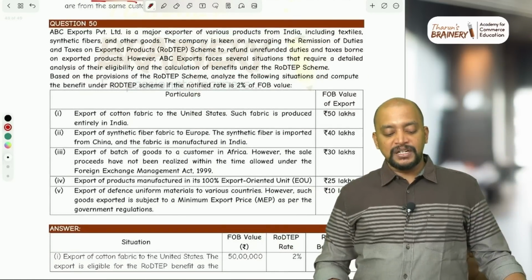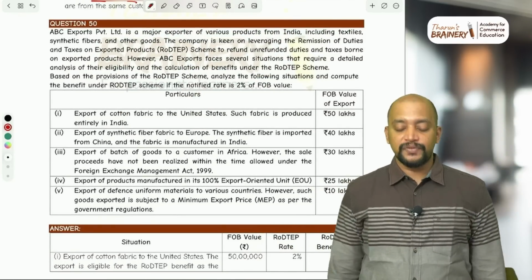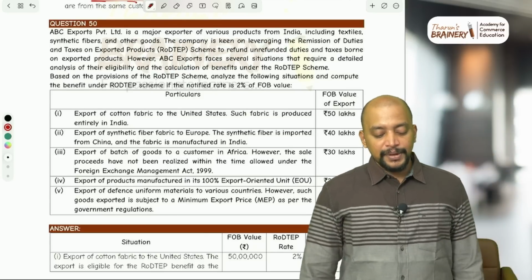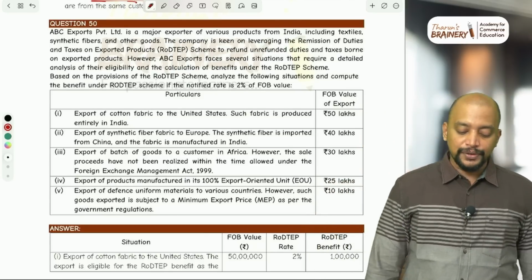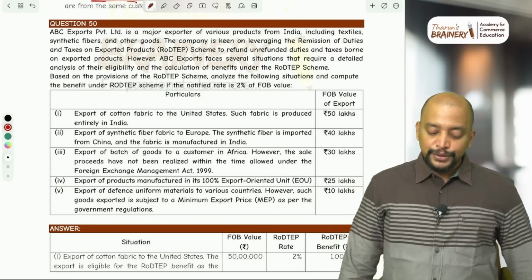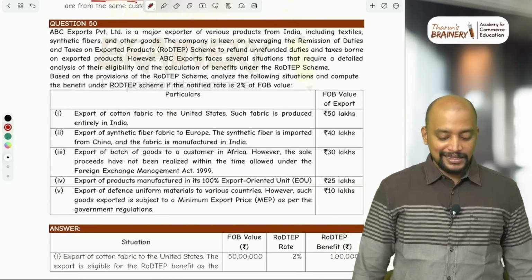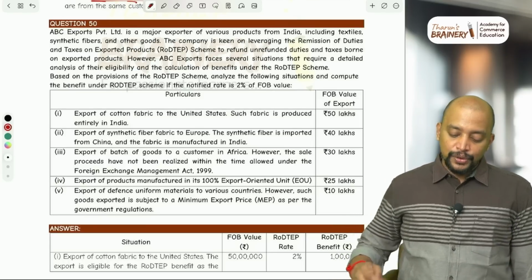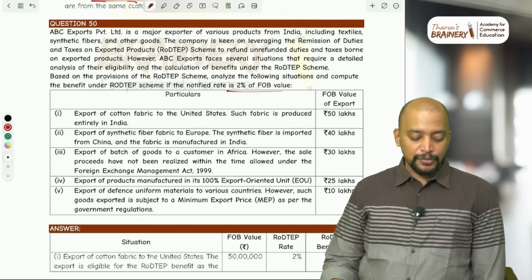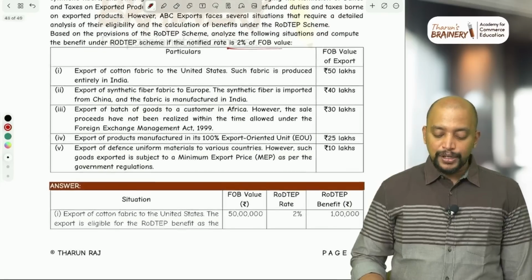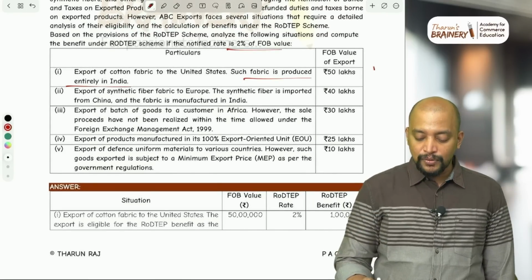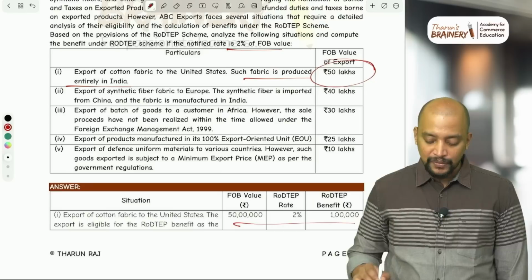ABC Exports Private Limited is a major exporter of various products from India, including textiles, synthetic fibers and other goods. The company is keen on leveraging the Remission of Duties and Taxes on Exported Products scheme to refund unrefunded duties and taxes. So RODTEP. In case of RODTEP, they have given the notified rate as 2% of FOB value. Export of cotton fabric to US, such fabric is produced entirely in India. Yes, eligible for RODTEP, 50 lakhs into 2%, 1 lakh.